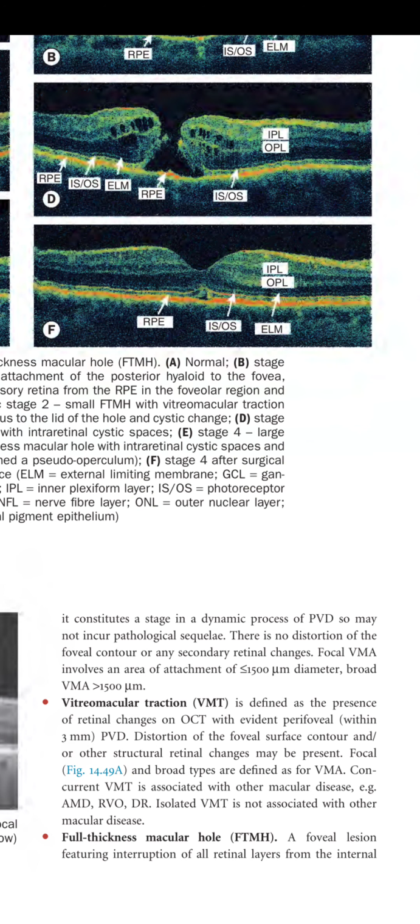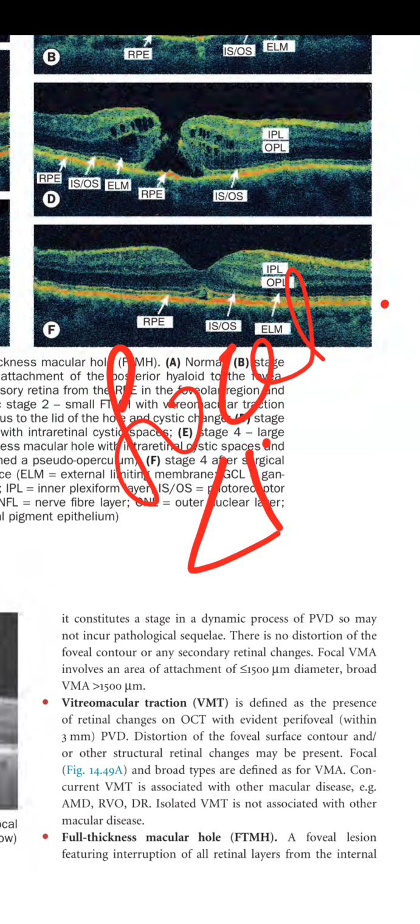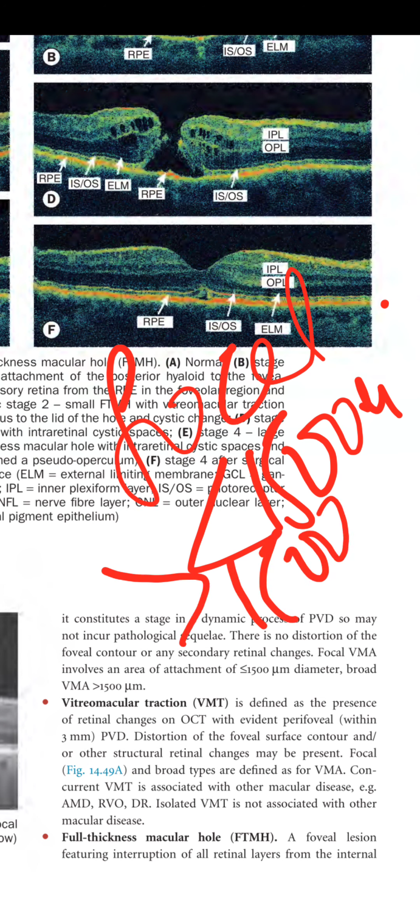Focal VMA involves an area of attachment of less than 1500 micrometer diameter. Broad VMA is greater than 1500 micrometer. So if there is a focal VMA, usually the area of attachment is less than 1500 micrometer. If a broad VMA is present, the attachment is greater than 1500 micrometer.